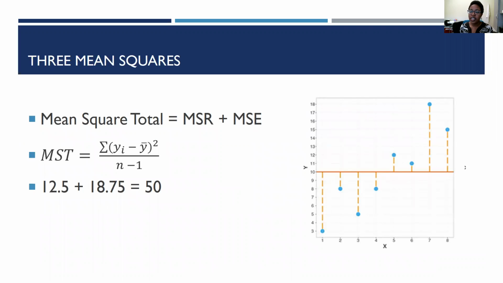All right, so I said there were 3 mean squares, right? The third mean square is just mean square total. There are 2 ways we can calculate it. It's just the MSR plus the MSE. Another way to think about it is it's the difference between the actual values and that mean of y. If we took each point and subtracted where they actually were from just a flat line, squared all those errors, summed them up, and then divided by the number of observations minus 1, we would get the mean square total. So in this case, our mean square total is 12.5 plus 18.75, and that's 50.